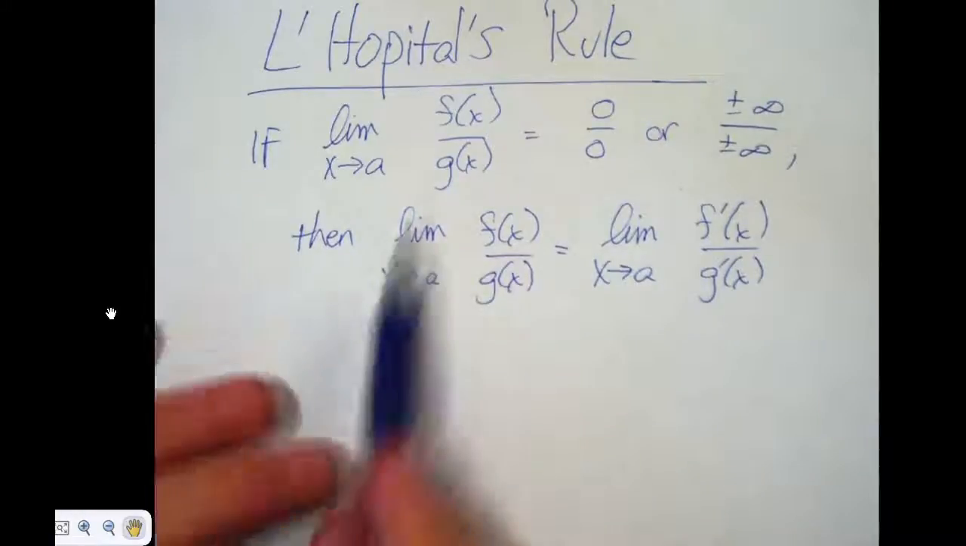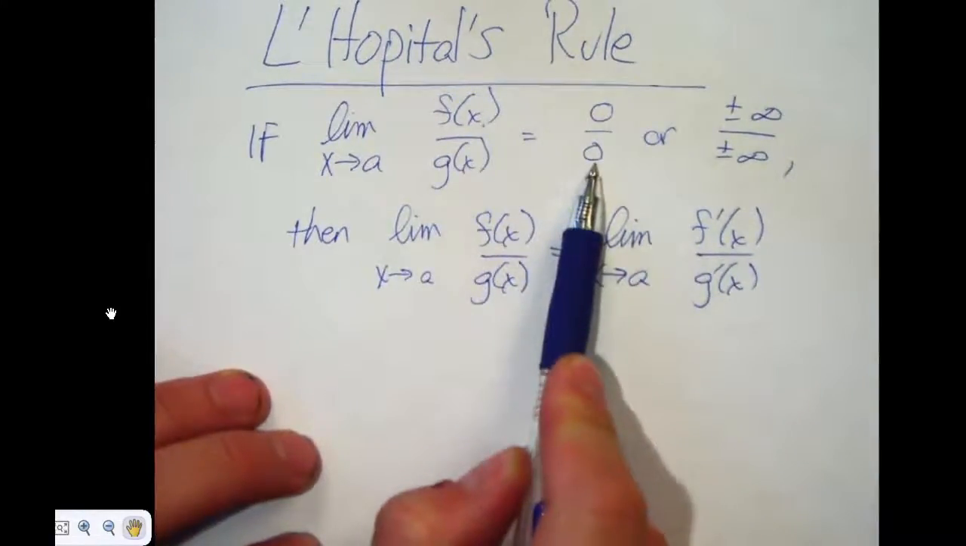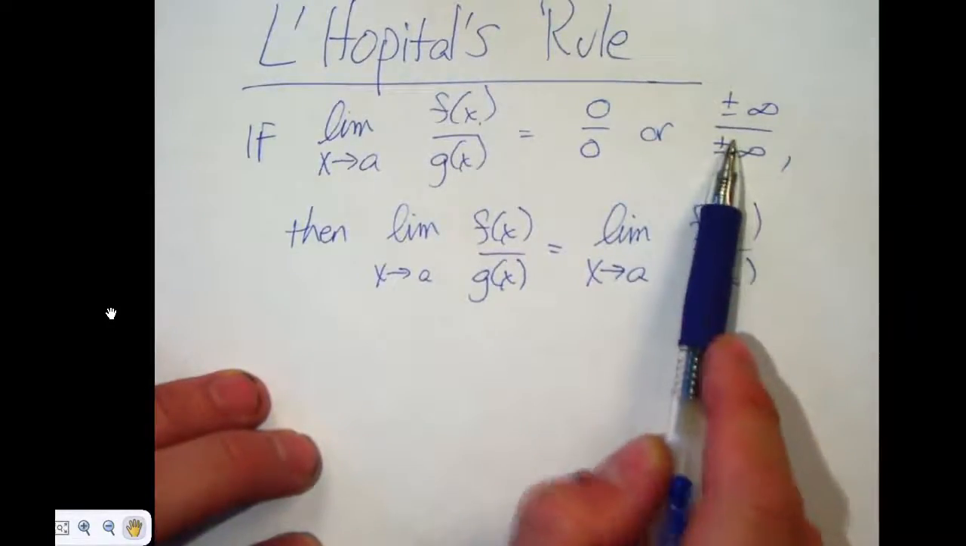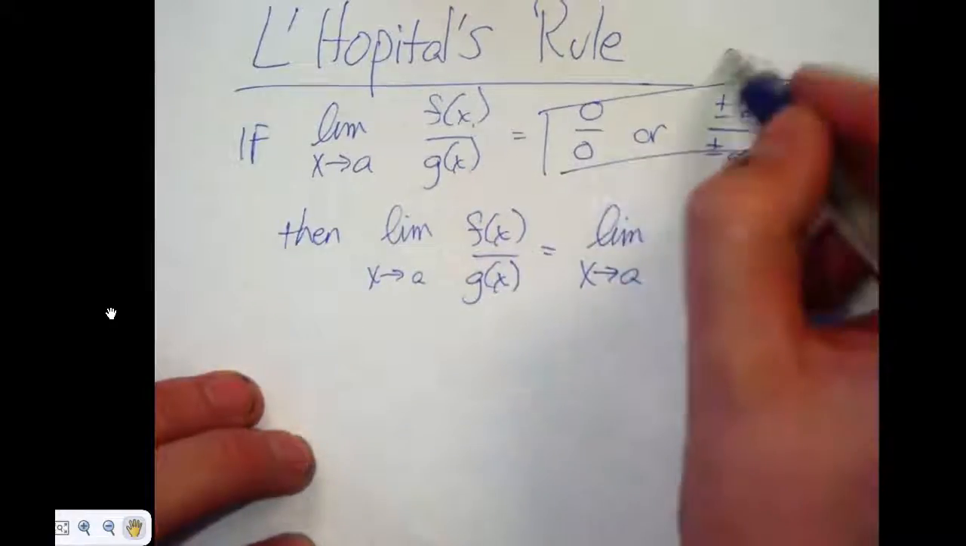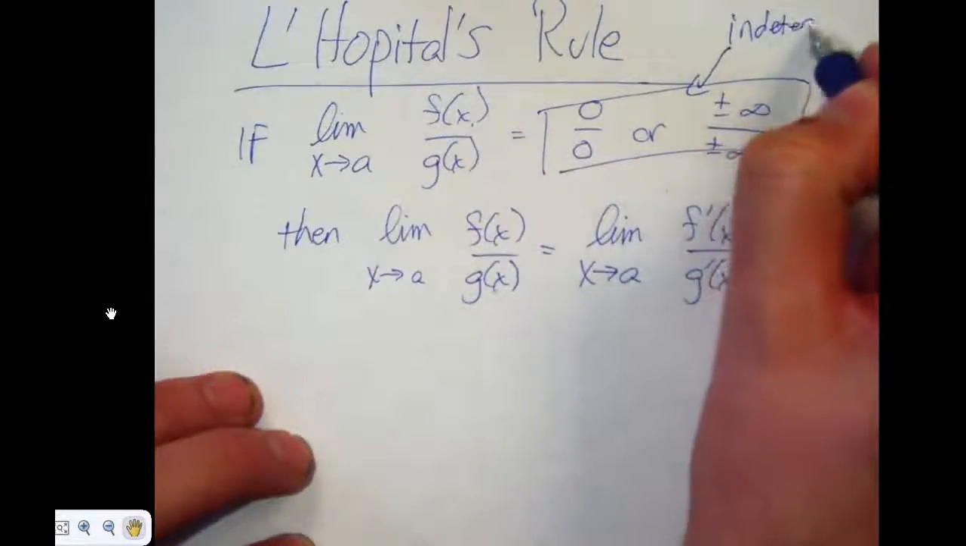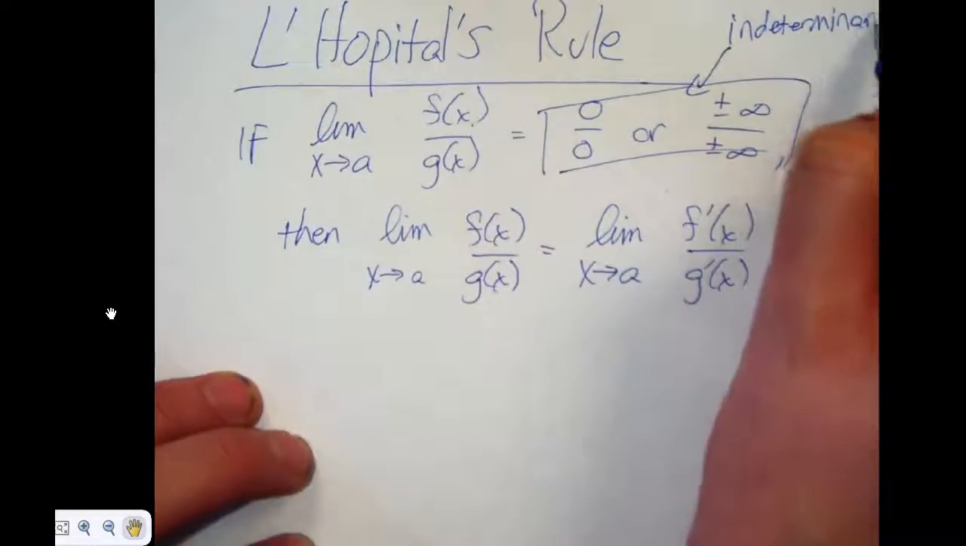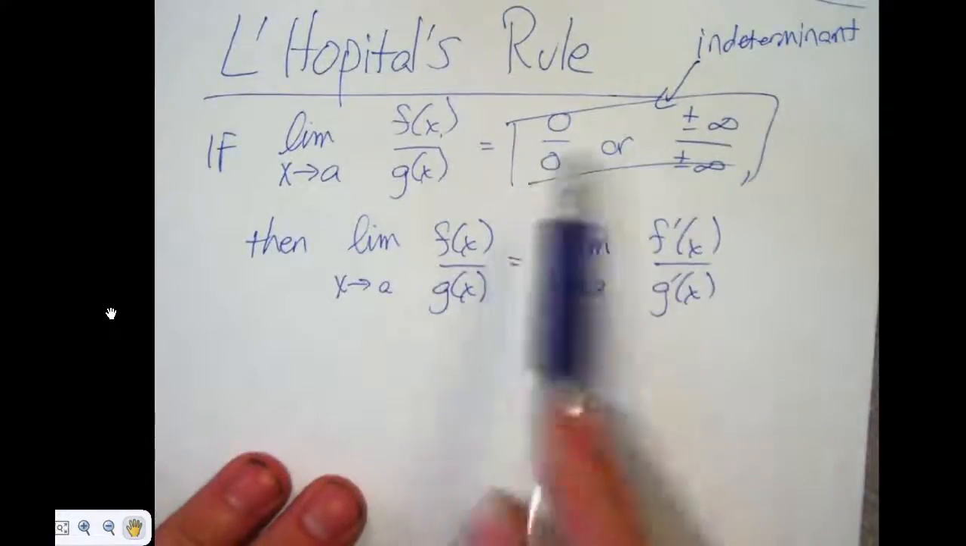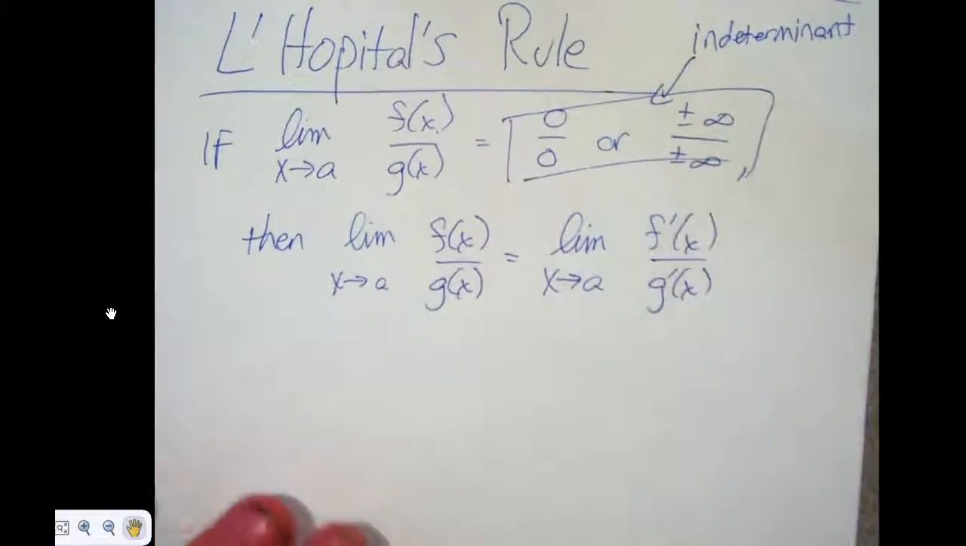So that's the rule. If the limit comes out to 0 over 0, or infinity over infinity, and it doesn't matter if it's positive or negative, both of those are what's called indeterminate. And that allows you to use L'Hopital's rule. You can't just use it whenever you want. You only use it if, when you plug in, you get 0 over 0, or some version of infinity over some version of infinity. But if you can use it, let me show you how to do it on a free response.